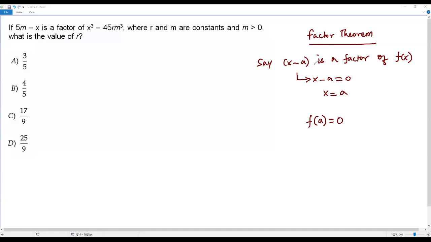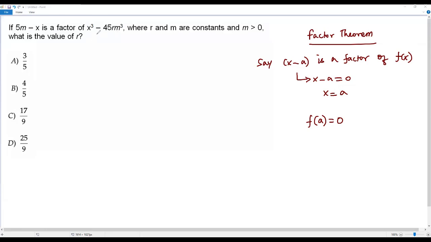Here we have a question: what if x − a is not a factor of f(x)? Then the result of f(a) will not be equal to 0. So whenever x − a is a factor of a polynomial function f(x), we equate this factor to 0 and solve for x, and whatever value we get, when we plug it into the function, it must be equal to 0. I'm going to use this factor theorem in our problem.